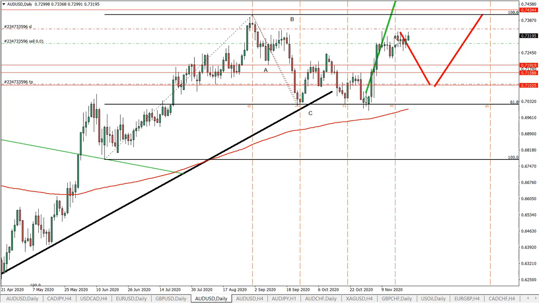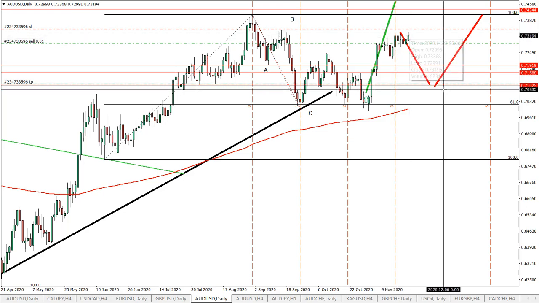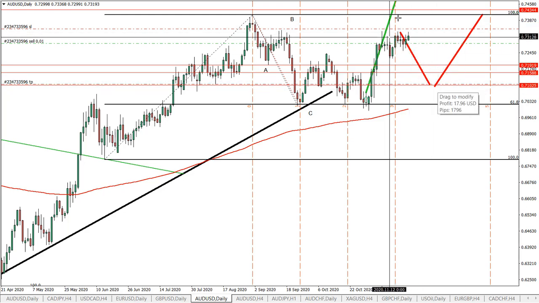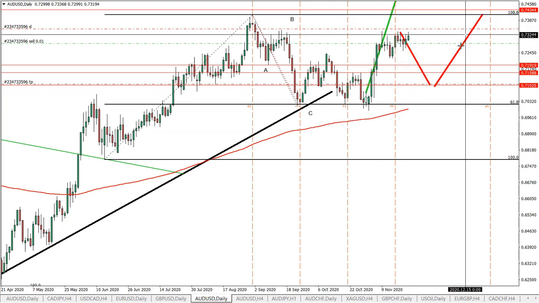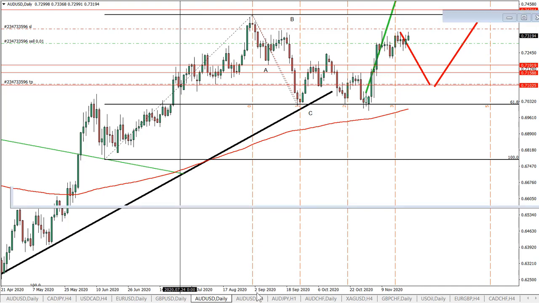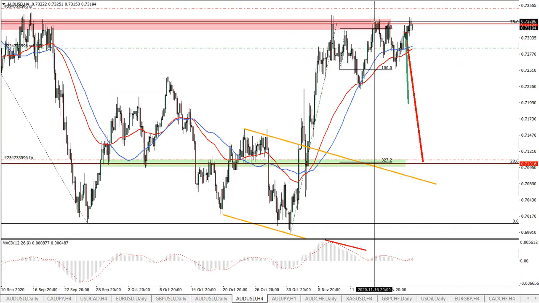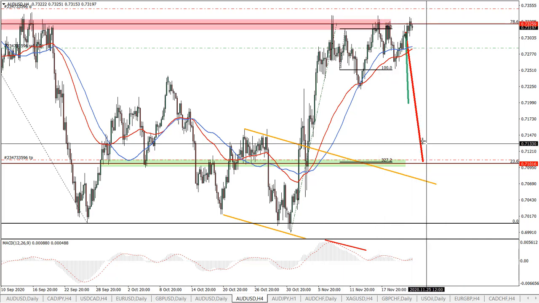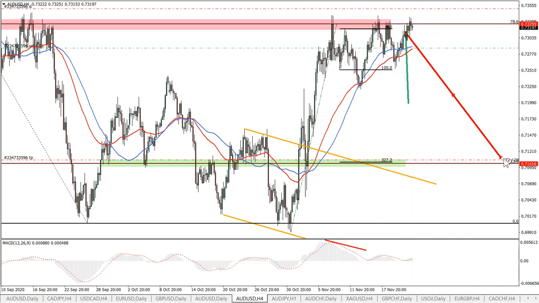Australian versus dollar consolidating, so still valid, expecting the corrective move to the downside, although this is a long-term perspective which I think should be bullish. So this is a daily time frame, and yet again going to the 4-hour time frame, we had this spike yet again, and price failed to close above this resistance area. So still valid, still expecting the downside correction.